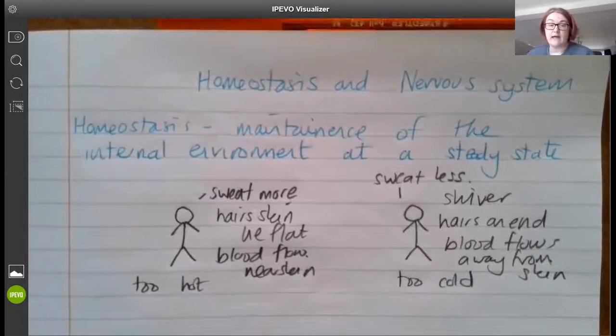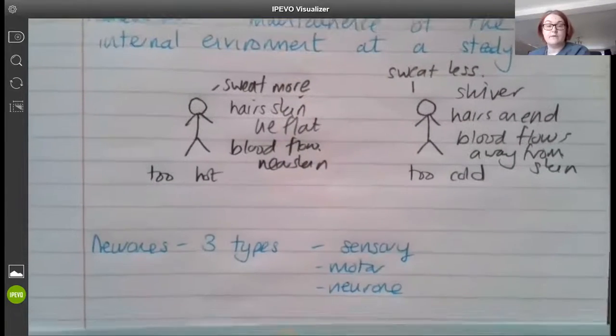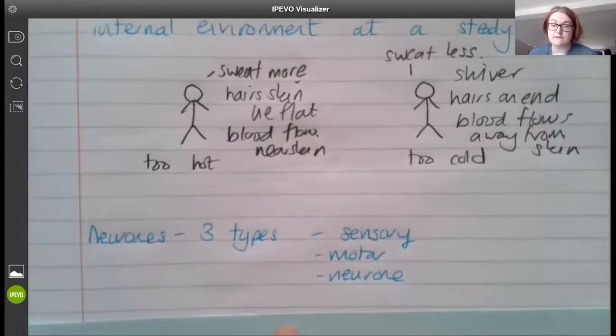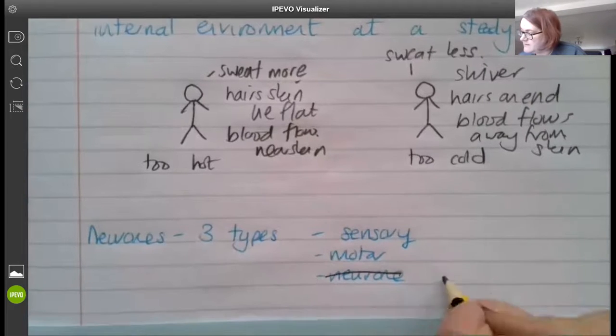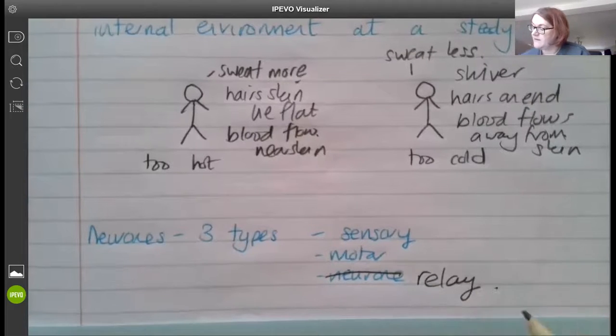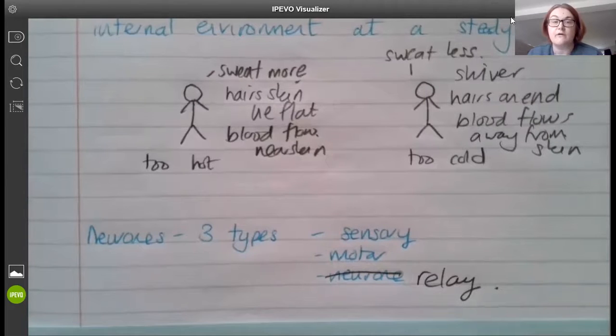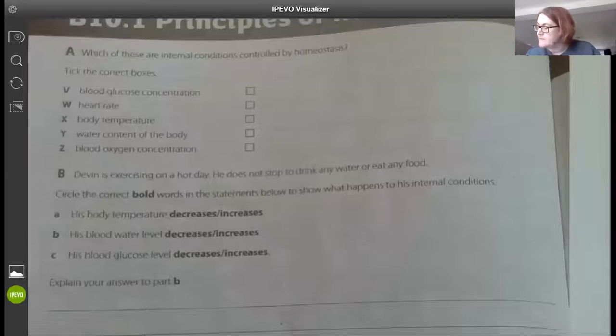So another quick recap before we start getting on to some work. We've got three different types of neurons: our sensory neuron, our motor neuron, and our relay neuron. Those are our three different types of neurons that we've been talking about. So if you get task 2 pulled up, either on the Google Doc, or you can print this off if you want to do it by hand, can you have a go at this? Pause the video and have a go at it.